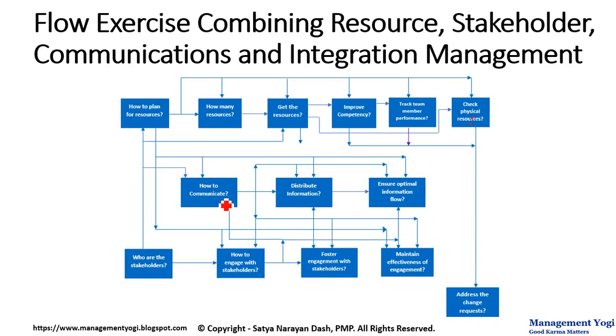How to communicate? Plan communications management. Distribute information. Manage communications. Ensure optimal flow of information. Monitor communications. Who are the stakeholders? Identify stakeholder process. How to engage with the stakeholders? Plan stakeholder engagement. Foster engagement with stakeholders. Manage stakeholder engagement. Maintain effectiveness of engagement. Monitor stakeholder engagement. And here, address the change request. This will be done by perform integrated change control, or as I call it, the PICC or the PIC process.